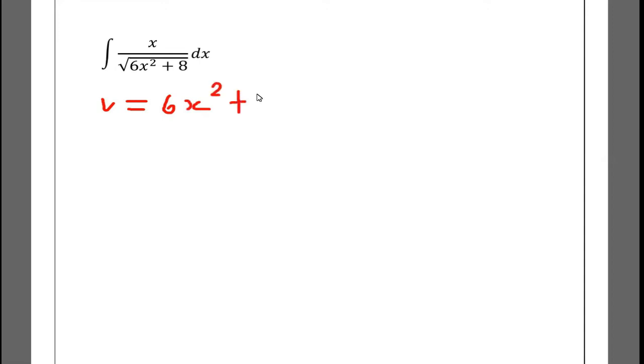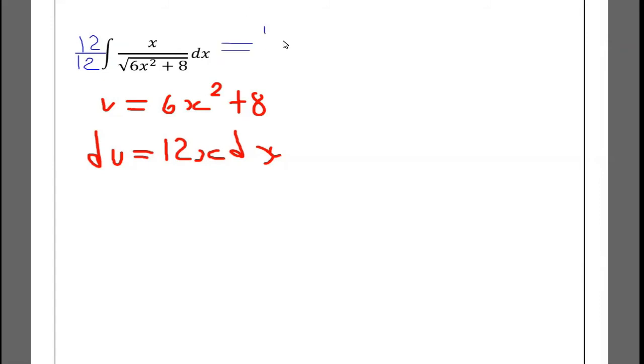Now when I differentiate 6x squared plus 8, I will get my du. I will get du, and du is just going to be 12x dx. So what I notice is that I need a 12x up here. So what I'm going to do is I'm going to multiply this integral by 12 over 12. Multiplying this by 12 over 12, I don't change anything. But then I can bring the 12 on the inside. Now we're bringing in the 12.